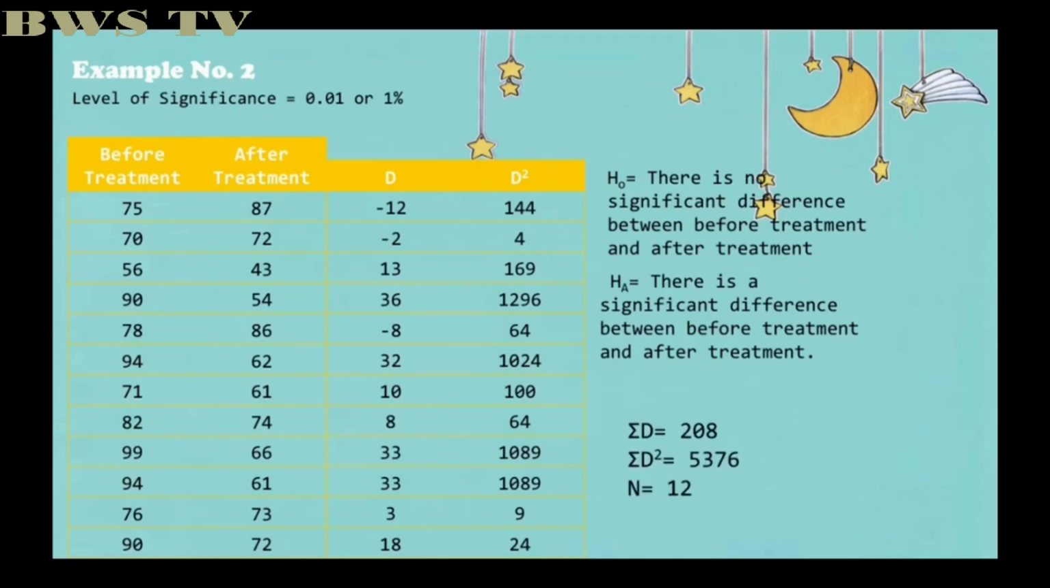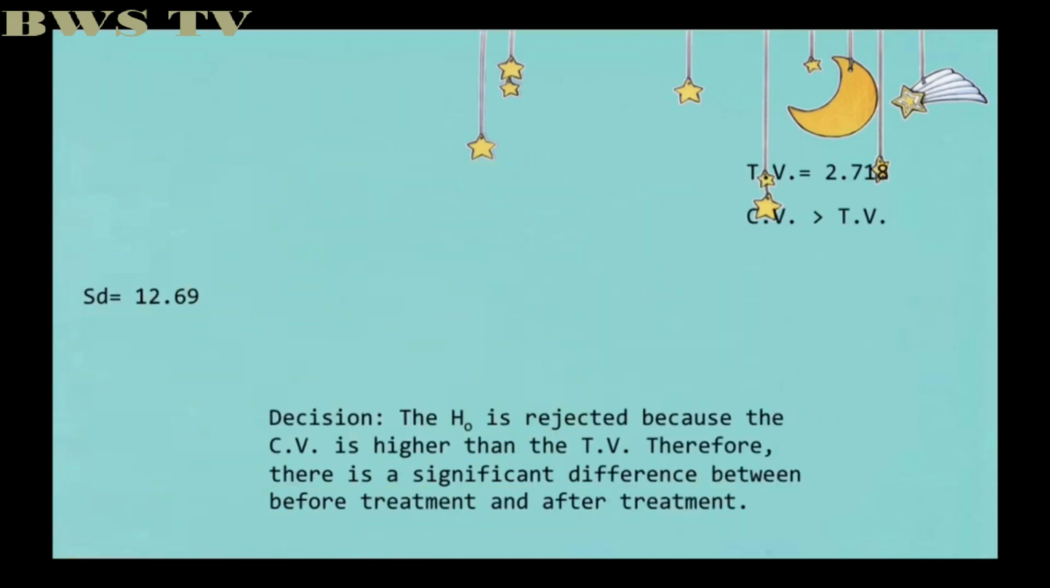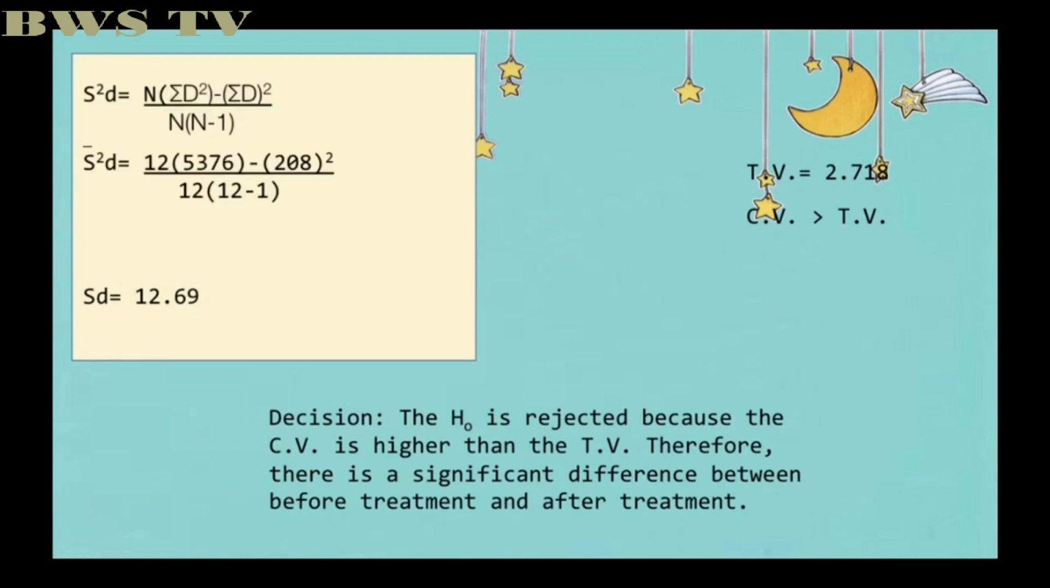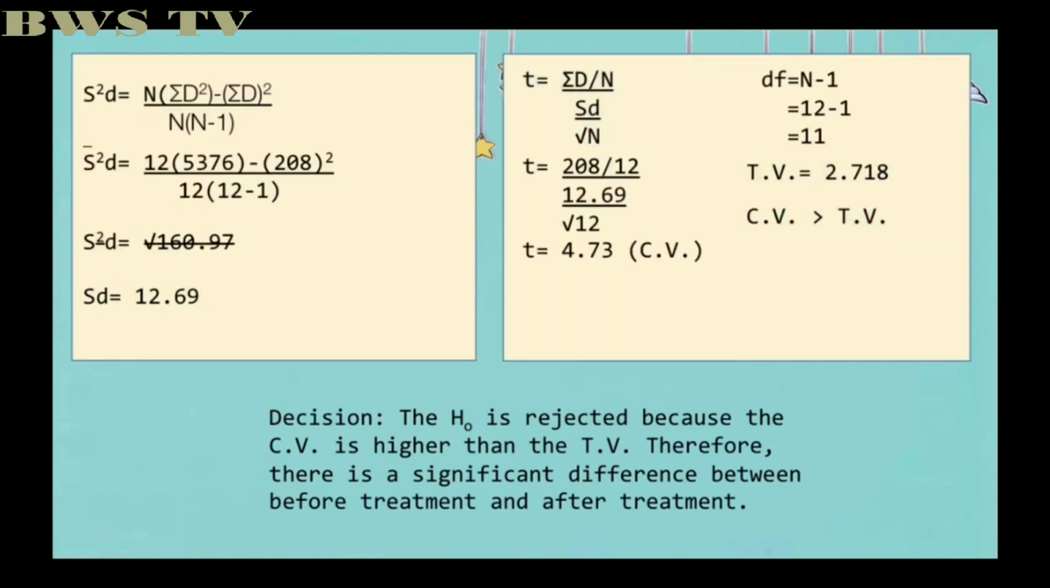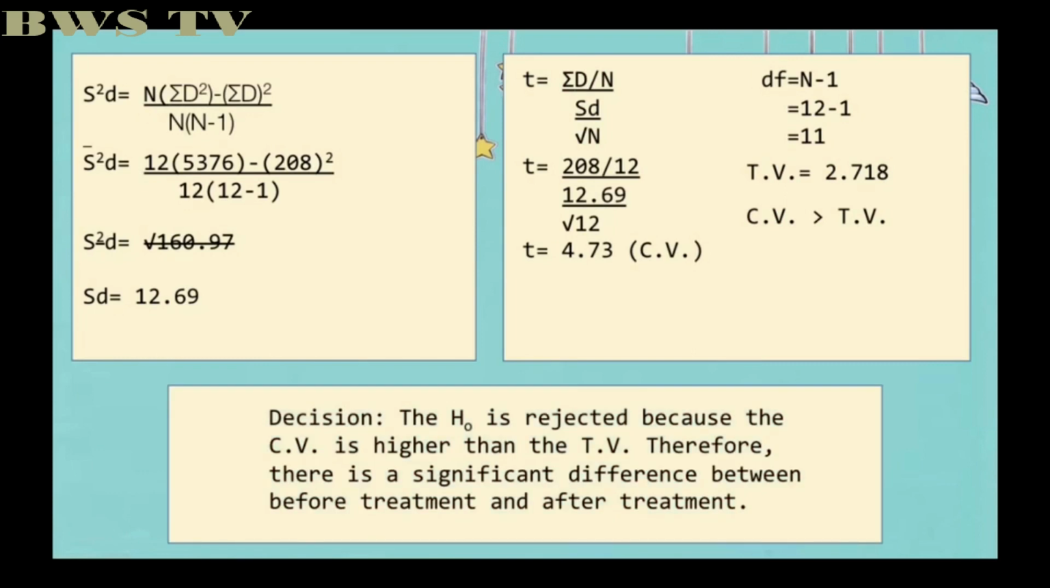Next is to find the summation of D and summation of D squared and the N, where the summation of D is equal to 208, summation of D squared is equal to 5376, and the N is equal to 12. Next is to find the standard deviation. So this is our formula: N times summation of D squared minus summation of D squared over N times N minus 1.